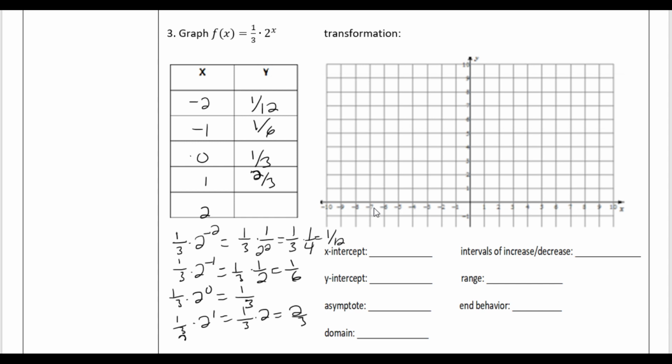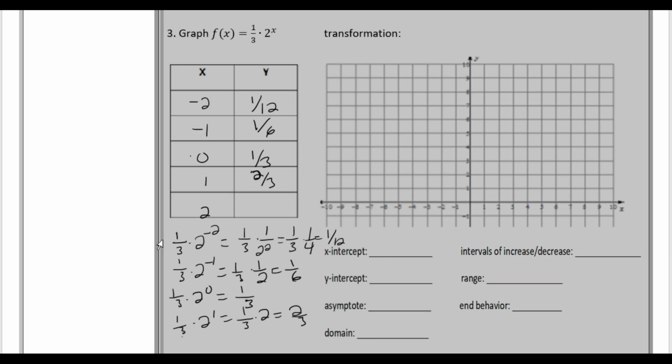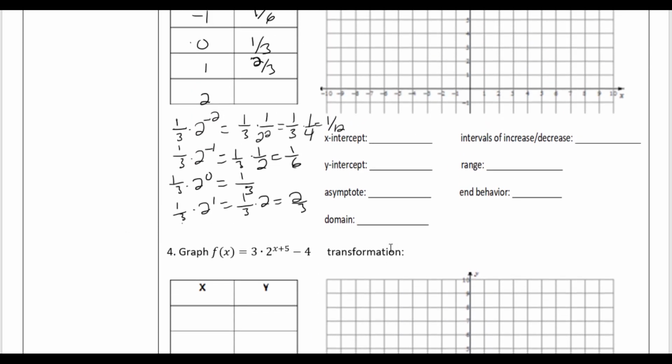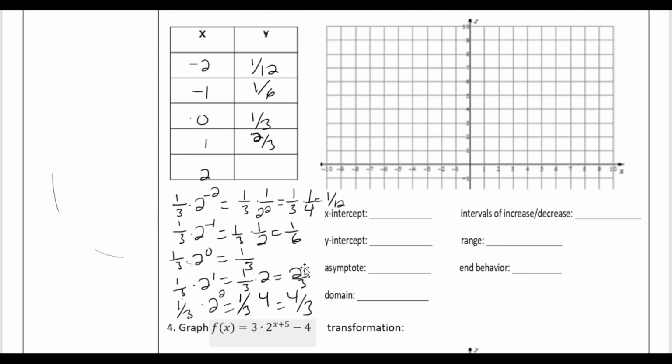Now we got, so let me show you on here. So now we got 1/3 times 2 to the second. 2 to the second is 4, so that gives us 4/3. 4 times 1 is 4. All right, so now we have ourselves 4/3.